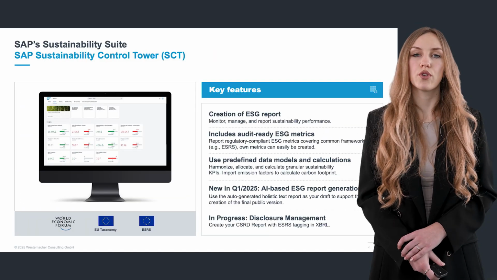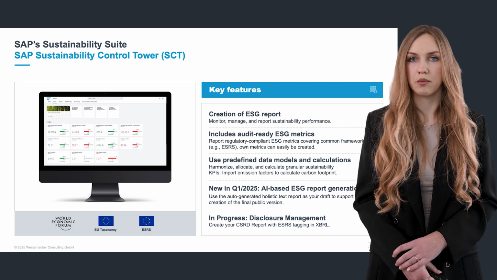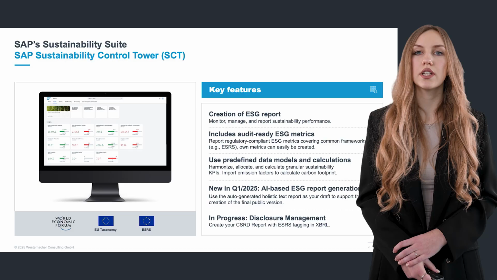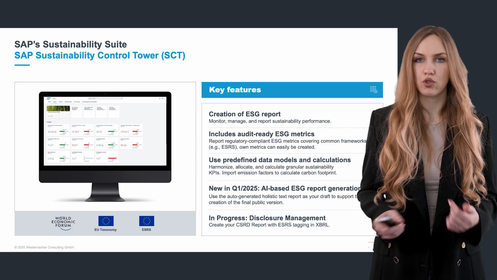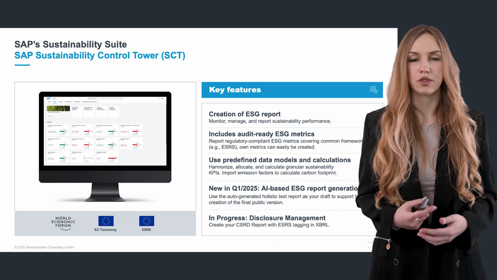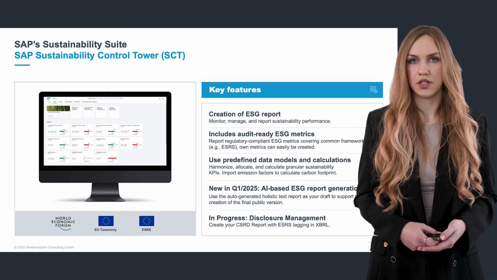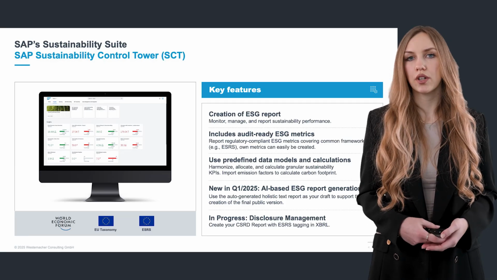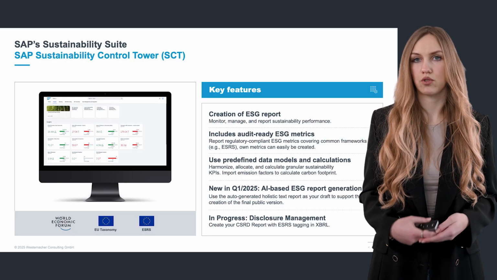Let's have a look at the first solution for sustainability. This is the SAP Sustainability Control Tower. This is really our product for ESG reporting. So if we want to control our ESG performance, our sustainability performance in the company, we use the Sustainability Control Tower. If we are talking about CSRD, there are maybe over 1,000 data points you have to collect.